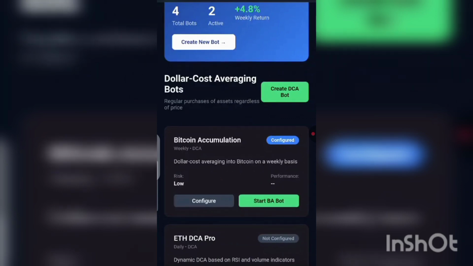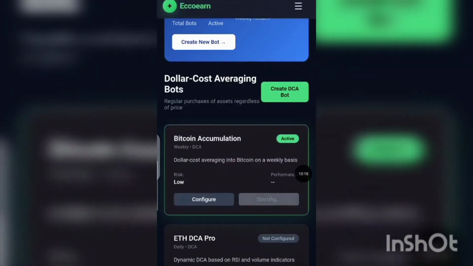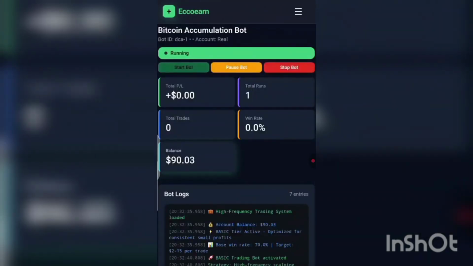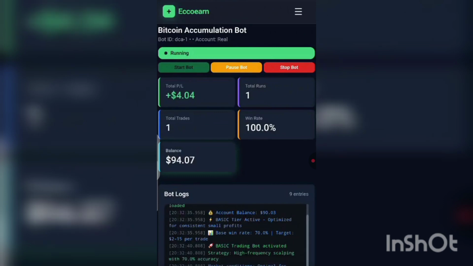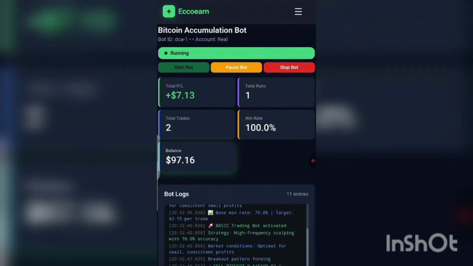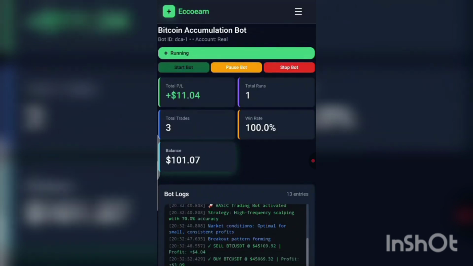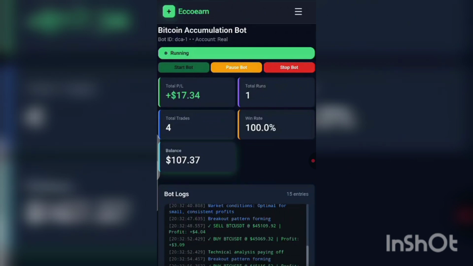The next thing is for me to start the bot. You can see that over here. As you can see, I've already started the trade, so let's wait for it to trade. You can see it has already started. It just performed 2 trades and you can see the profit is already accumulating. It's very, very profitable.